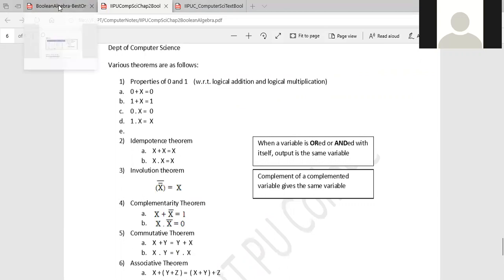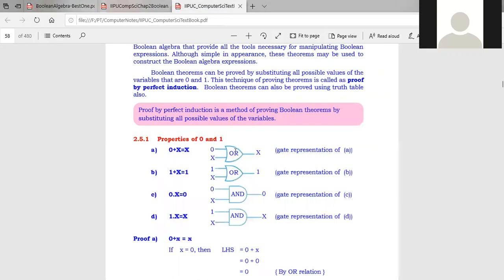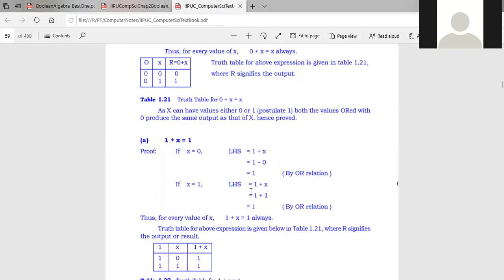No. Can you see this one now? Can you see? Yes.